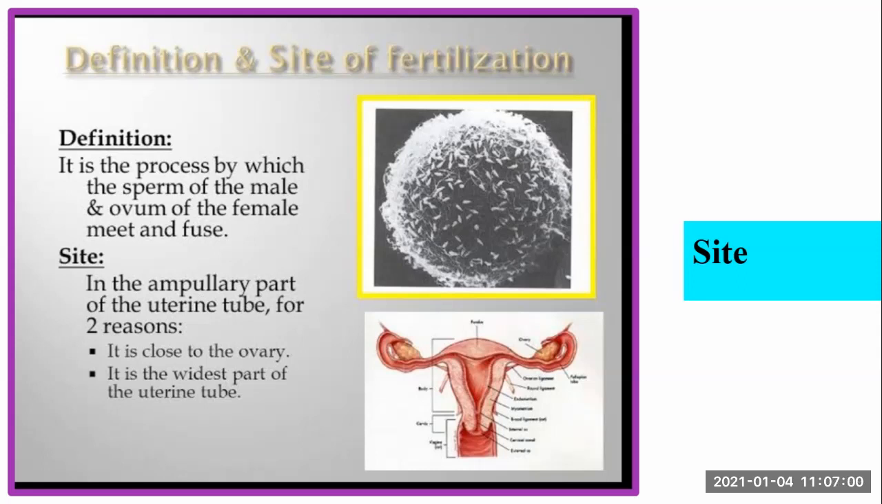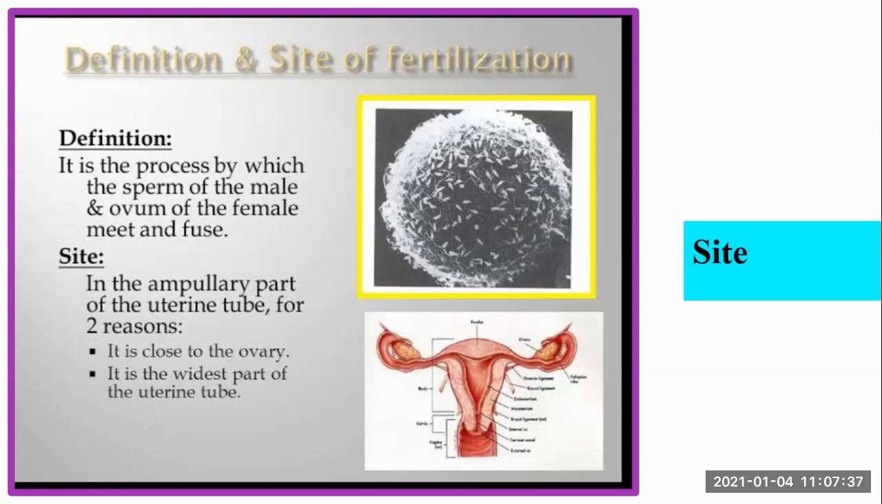The site where it happens is the ampullary part of the uterine tube, for two reasons. Why the ampullary part only? Because it is close to the ovary and it is the widest part of the uterine tube. As we have seen, the vagina, uterus, and the fallopian tube, that is the oviduct. Yesterday, on Saturday, we saw the structure of the female reproductive system, in which we saw these parts. So why only in the oviduct? Because it is the widest part.